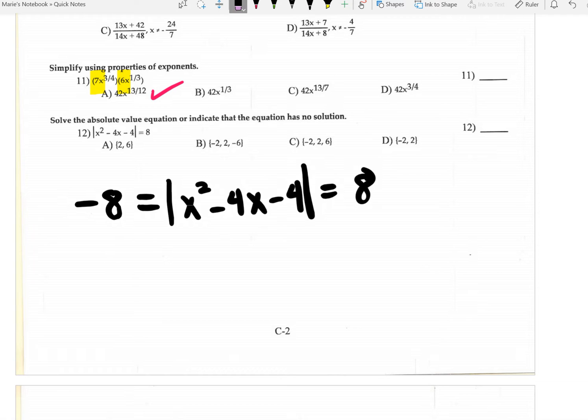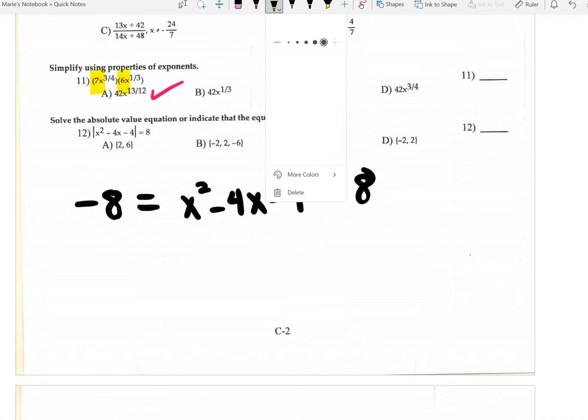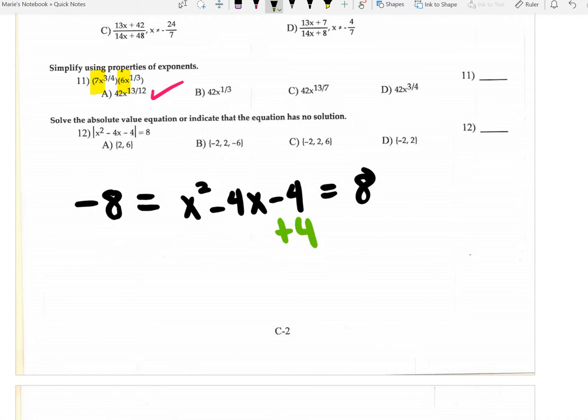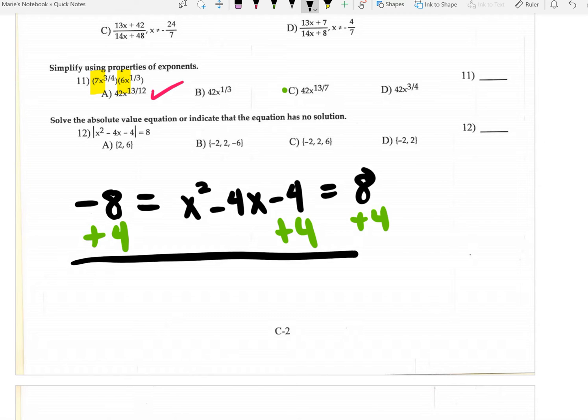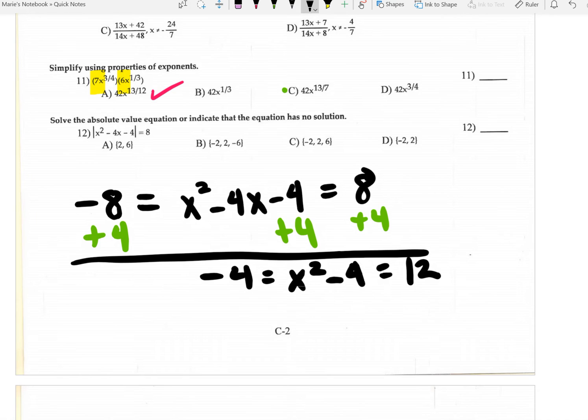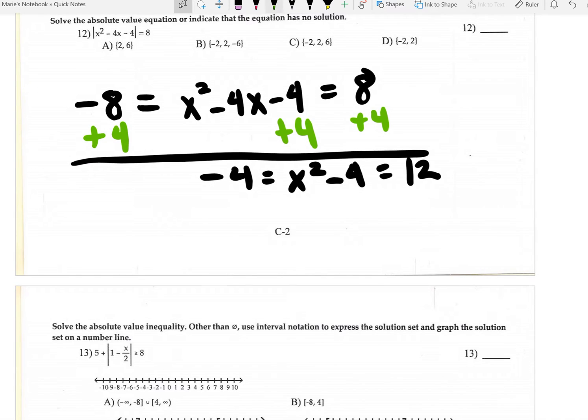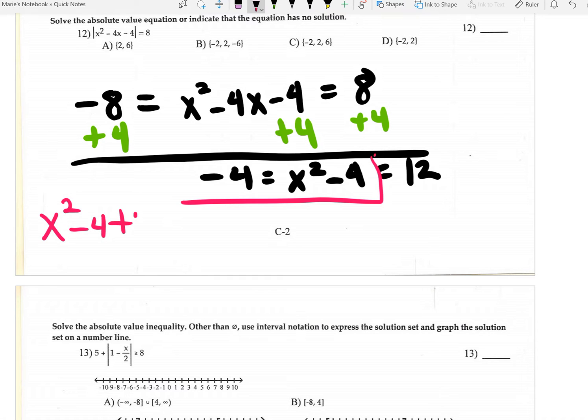Once you do that, you can actually get rid of the bars. And now what we're going to do is add 4 to all three sides of this equation. And so this gives us negative 4 equal to x squared minus 4 equal to 12. You can already see that I'm going to solve this two ways. I'm going to have to bring the negative 4 over, so I'm going to look at this side first, where I'm going to have x squared minus 4 plus 4, because I'm going to add that 4 back in here.